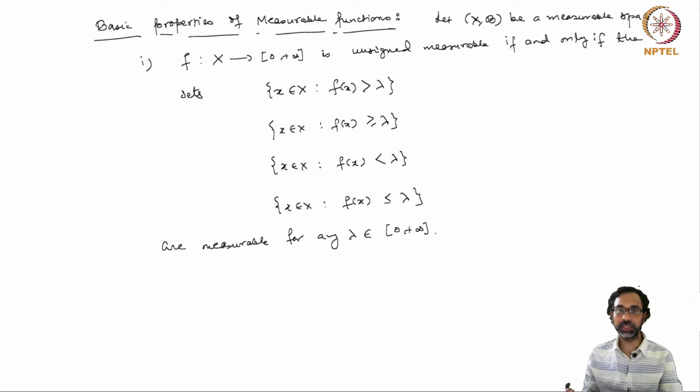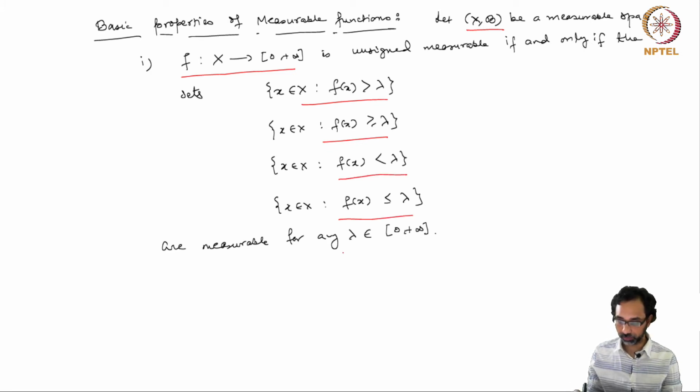So now let's come to some basic properties of measurable functions. We start with a measurable space (X, B), and we take an unsigned measurable function f, meaning that the range is the non-negative extended reals. The first property says that f is measurable if and only if these four kinds of sets, the x in X such that f(x) is greater than lambda, greater than or equal to lambda, less than lambda, and less than or equal to lambda, where lambda is any non-negative real number, are all measurable.